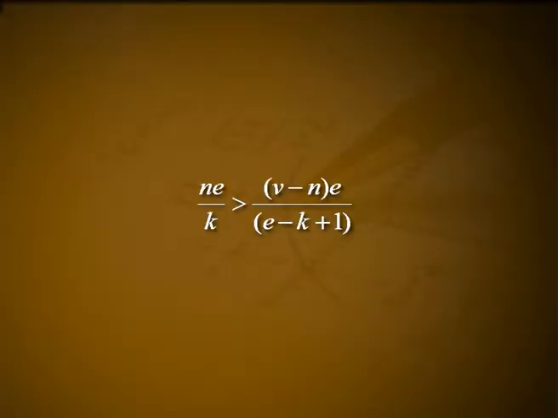After elimination of E minus k of coalition C's candidates, each of coalition C's remaining candidates will have n E by k votes, and since n E by k is greater than (V minus n) into E by (E minus k plus 1), the coalition will elect at least k candidates. Thus, a coalition need not concern itself with the number of candidates it should run. The coalition can support a full slate of candidates.